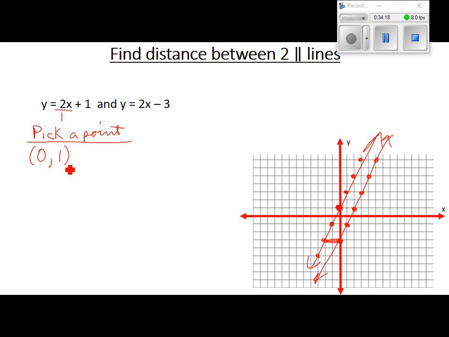So 0, 1. So I picked this point right here. That's the point I'm picking. Now what we want is the line that goes from there to the other line, but we want it to make a right angle. So it's going to look something like that. And maybe I should make that in a different color.